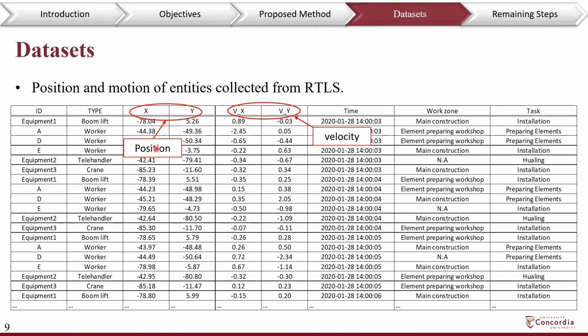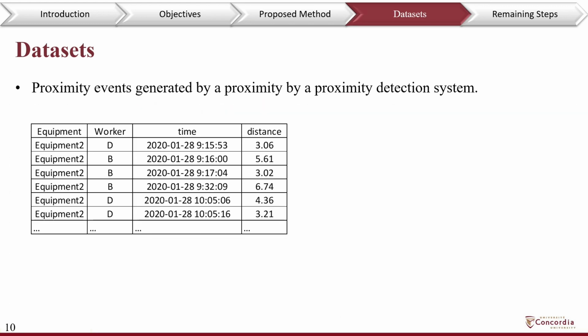Except the position and motion of the workers and equipment, it also shows the type of each entity, time of the recordings, work zones that the entity was in, and the task of each entity. The second dataset is about the proximity events. It shows the related entities in the proximity event, the distance between the workers and equipment, and also the time when the proximity was detected.